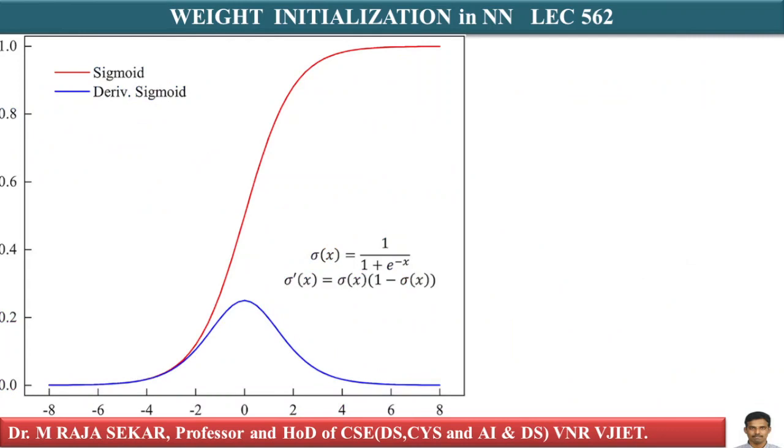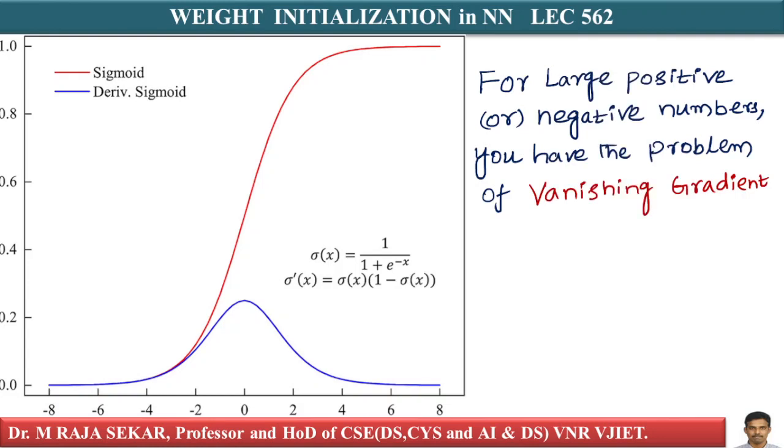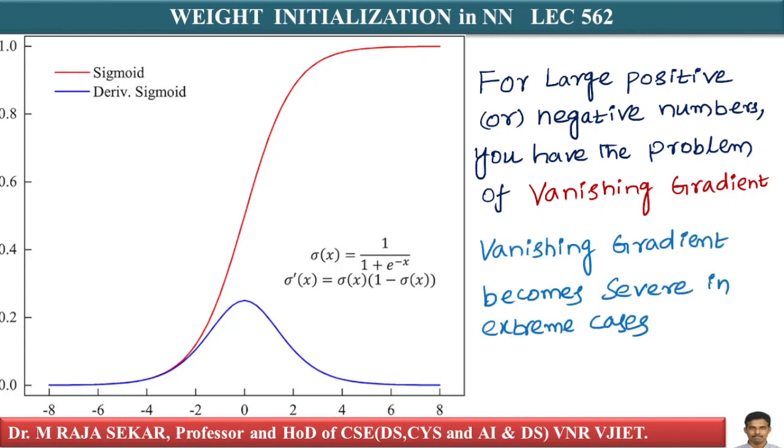Even just consider your sigmoid activation unit, isn't it? Even with sigmoid, not just with ReLU, you have a problem. Because how does sigmoid work? For large positive or negative values, you have the problem of vanishing gradient, isn't it? Vanishing gradient is a severe problem. What does it mean? The gradient is very small for large negative or positive numbers in the case of sigmoid.